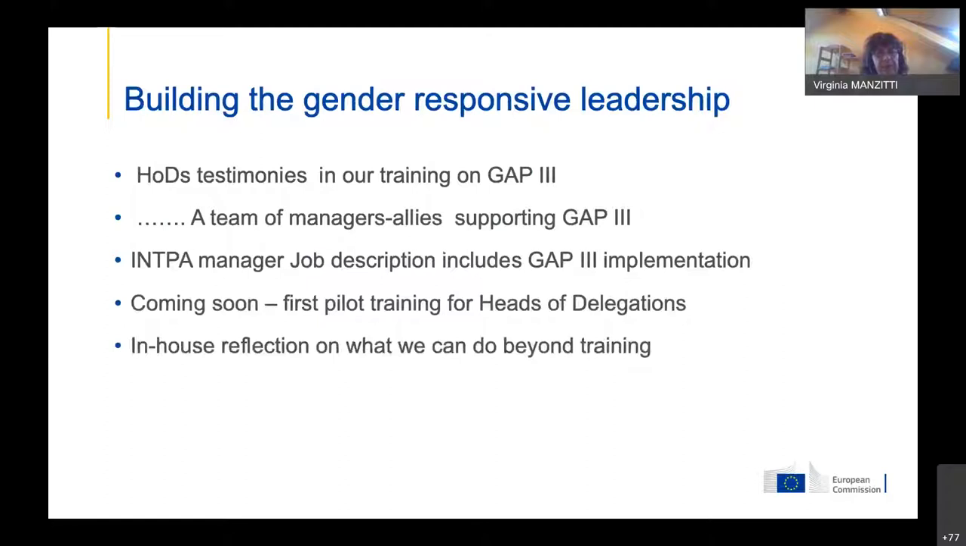So next slide. Then the other important point in your report coming across all sections is about management commitment and engagement. We try to involve as much as possible heads of delegation in our events and training. I think we already have a sort of team of informal allies following us, supporting us among heads of delegation. We have the job description responsibility relating to GAP-free implementation already integrated for INTPA managers. So this is important, it's a new element. We are preparing a first pilot training for heads of delegation, and it will come up before the summer. And we are trying to reflect with the EEAS on what we can do more beyond the classical training, other activities, kind of coaching, for example.